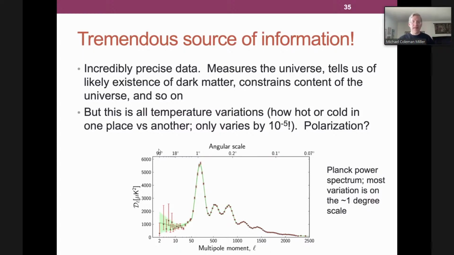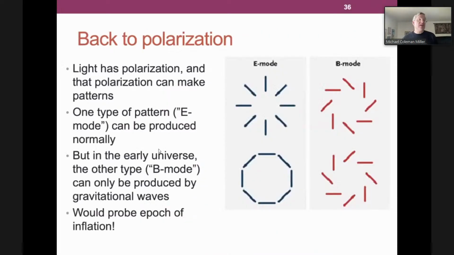It's wonderful. As I mentioned, how hot or cold things are is a change by only 1 part in 100,000. But remember, when we get light, the light doesn't just have energy, which is kind of how you get the temperature. Light also has polarization. And this is something that people are now pursuing very actively indeed. Think about a photon approaching you. That photon, if it's traveling this way, can essentially have its electric field oscillating up and down, or back and forth, or some combination between the two.